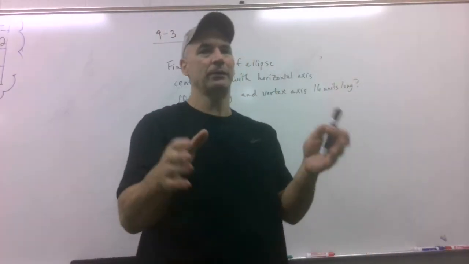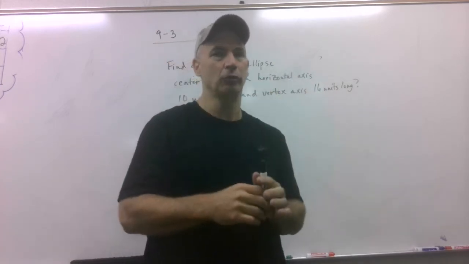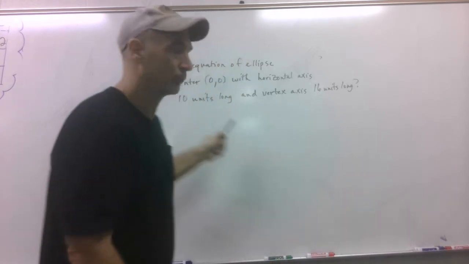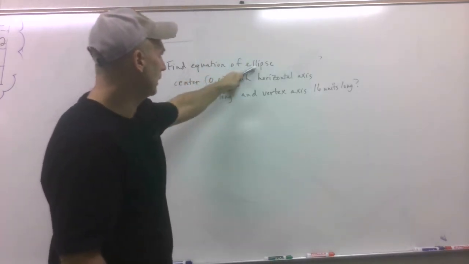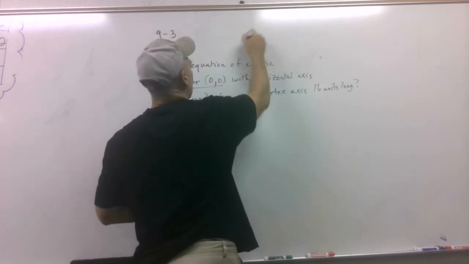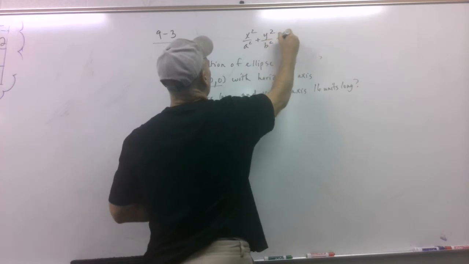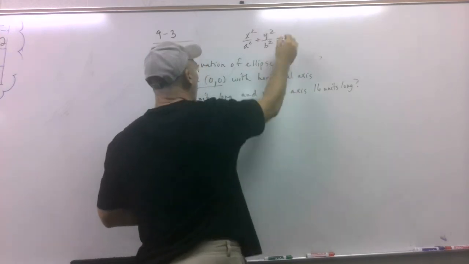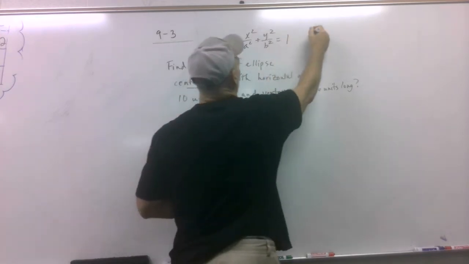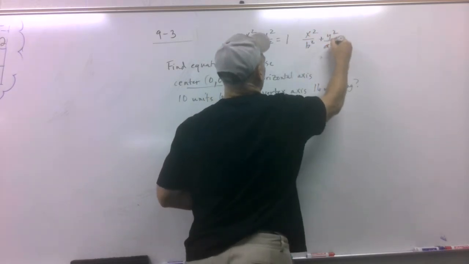Now they're testing you to see if you understand the terminology, which goes back to the pre-lesson. All those little things I showed you, now you have to make sense of it. So, find the equation of an ellipse. Okay, center 0, 0. So it's got to be x squared over a squared plus y squared over b squared equals 1. Or we could go x squared over b squared plus y squared over a squared equals 1.